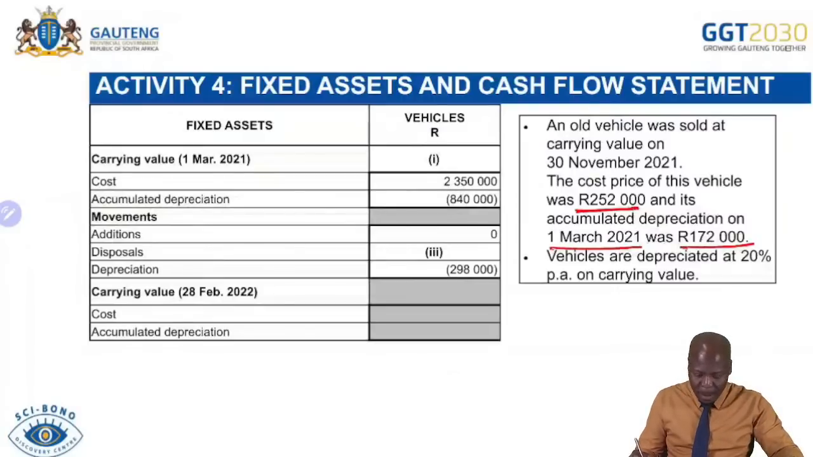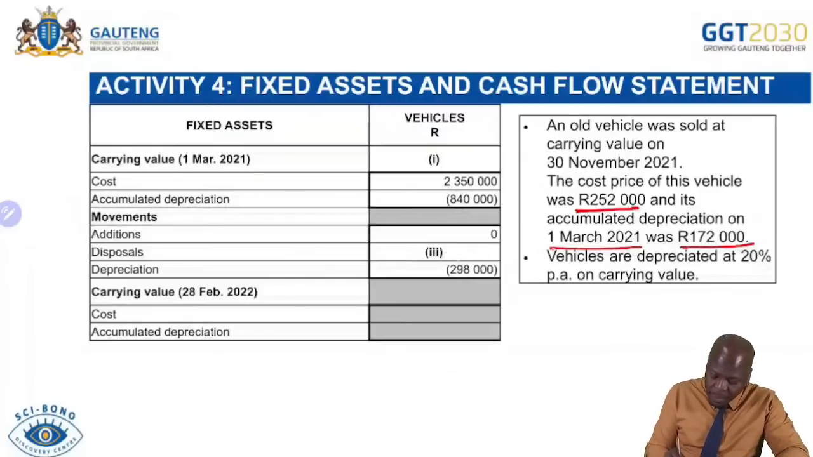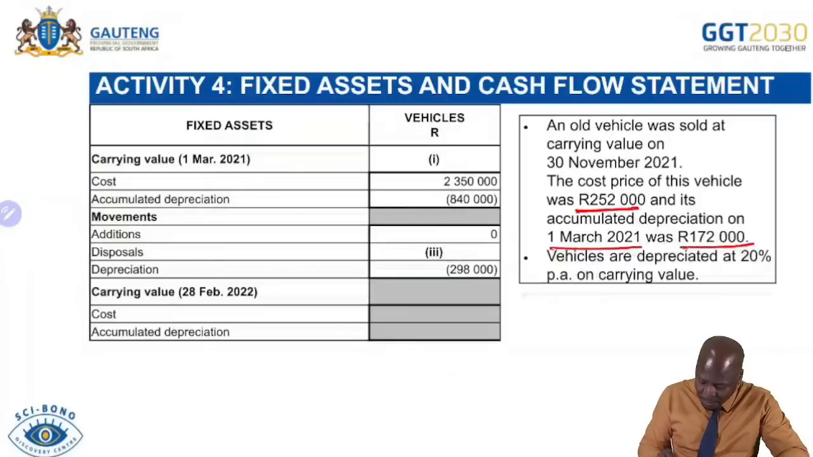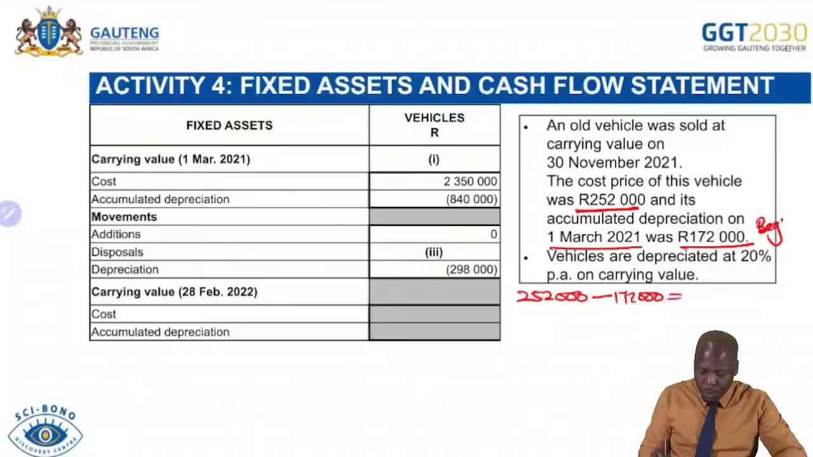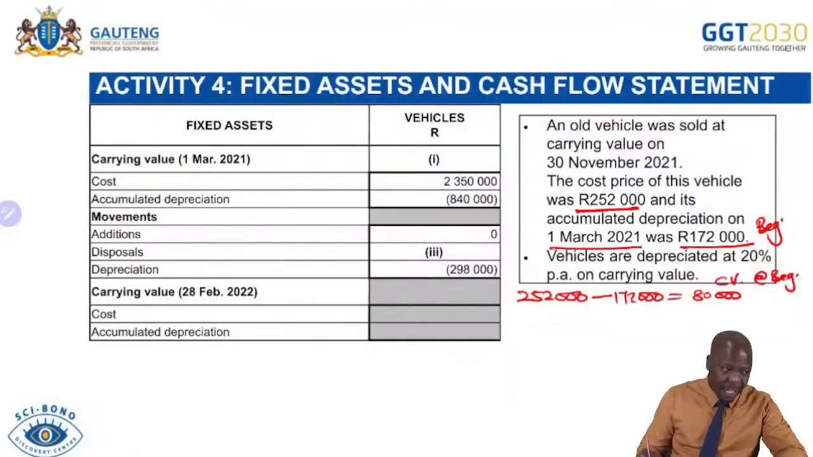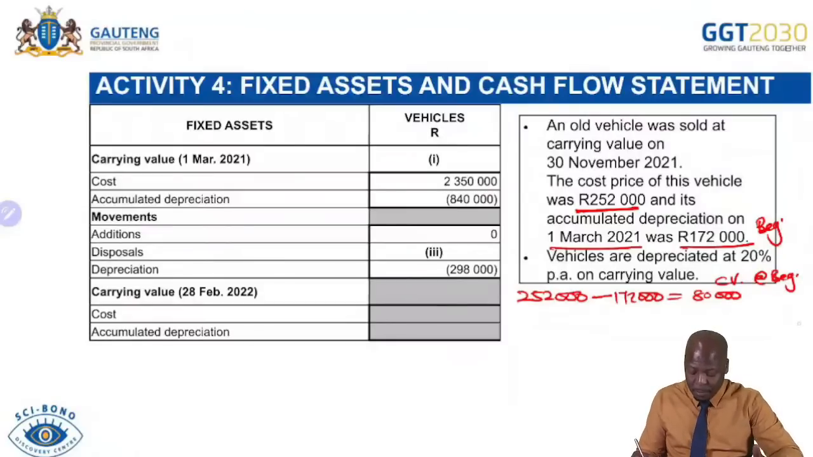Okay, so remember what we want to get is the carrying value of the asset that was sold. We know that its cost was 252,000. And then its accumulated depreciation on the 1st of March, this is the beginning of the financial year, was 172,000. So 252 minus 172, that should give you 80,000. This is the carrying value of the asset at the beginning of the financial year.